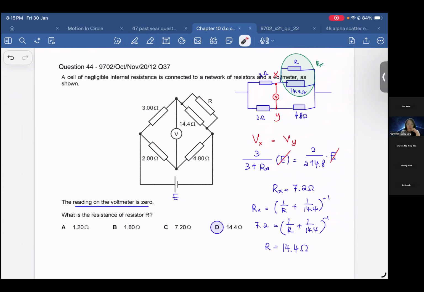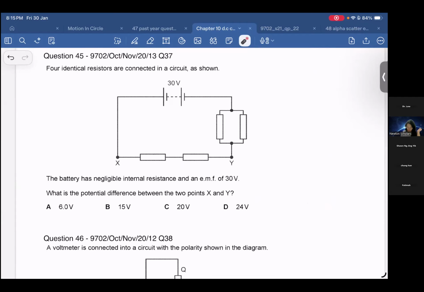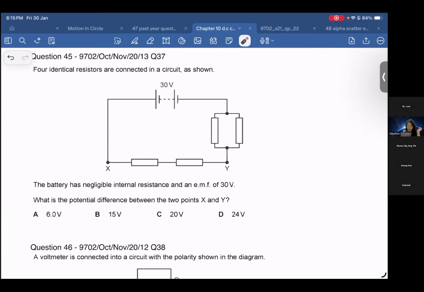Any of you, any question you want to ask me? No, so we go to question 45. Try question number 45.